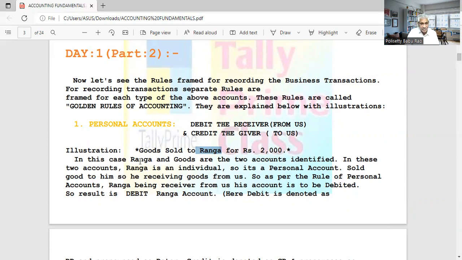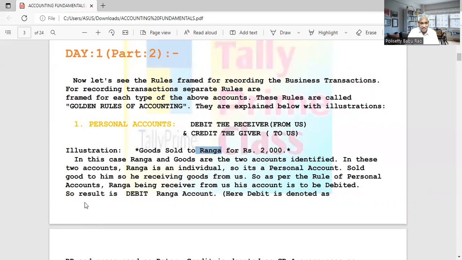See, in this case, Ranga and goods are the two accounts identified. In these two accounts, Ranga is an individual, so it is a personal account. Sold goods to him, so he is receiving the goods from us. So as per the rule of the personal account, Ranga being the receiver from us, his account is to be debited.